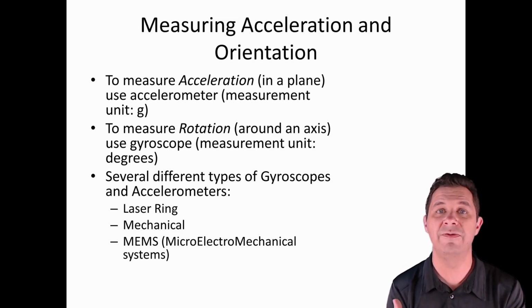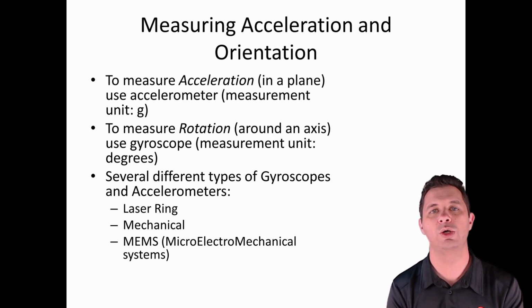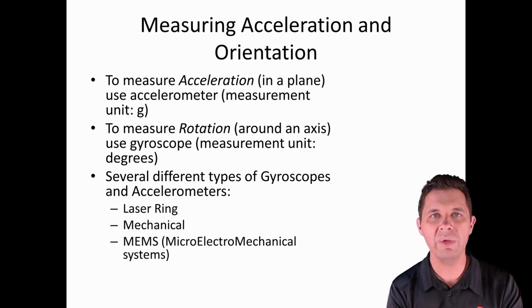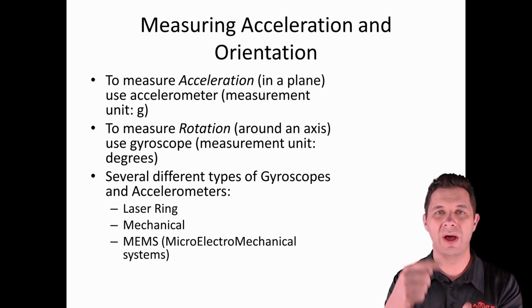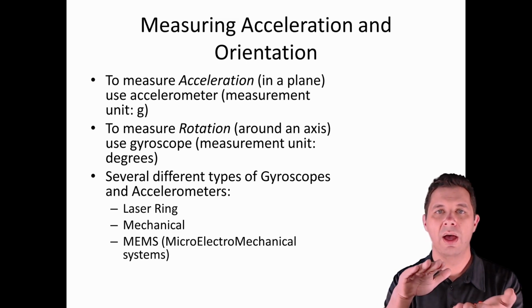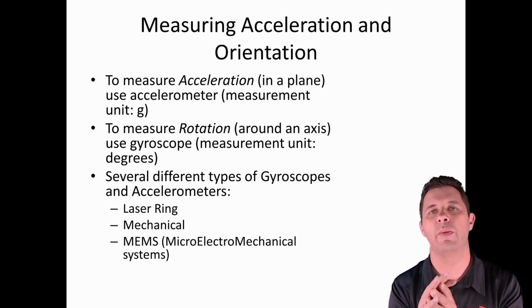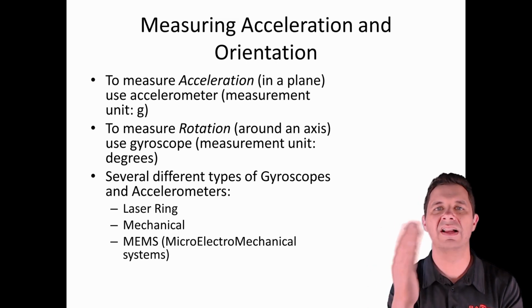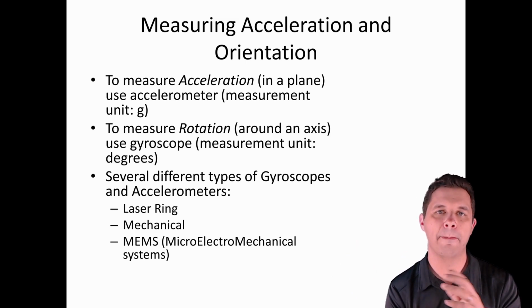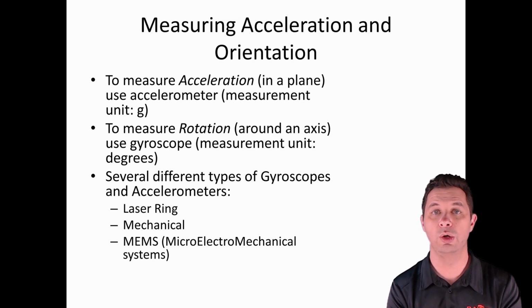Our accelerometer gives us a measurement in units of G. You've probably heard of G forces that pilots use when they pull up in their fighter jet or something like that. Then if we want to measure rotation, around one of those axes of X, Y, or Z, rather than measuring planar motion, we use a gyroscope. The measurement unit there is degrees, like what angle are we at around X, Y, or Z. And we typically call those pitch, roll, and yaw, to use terms that we'd use in aviation.